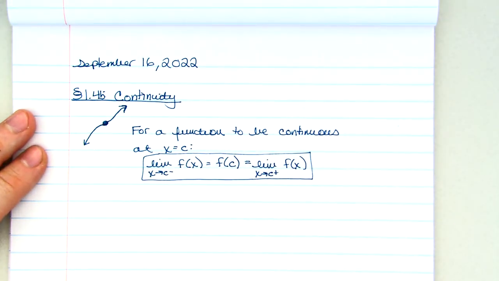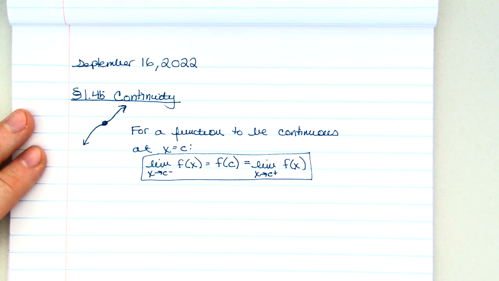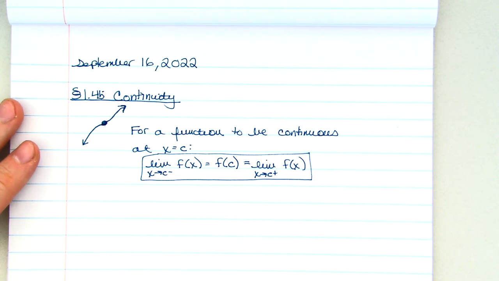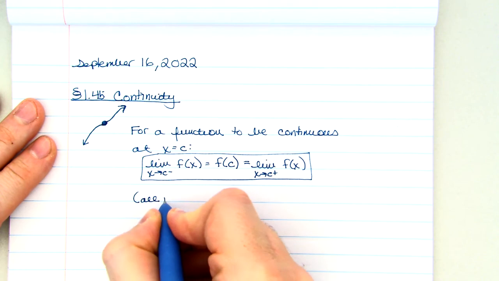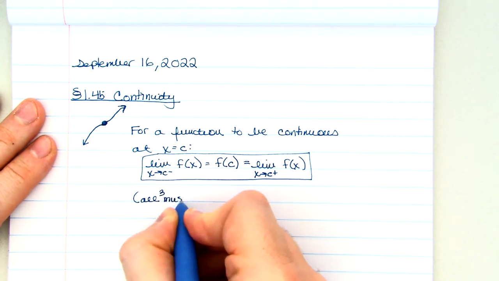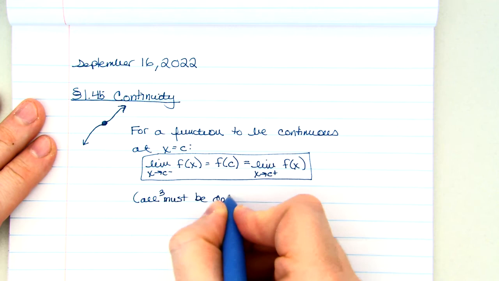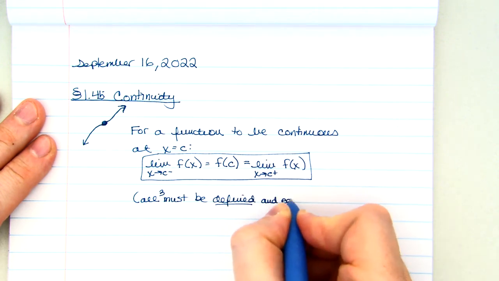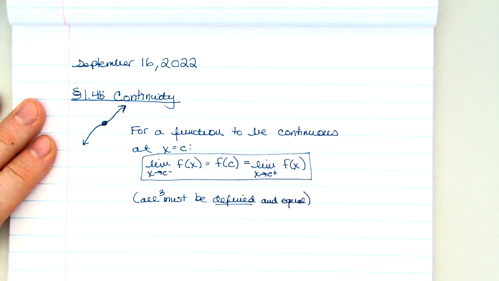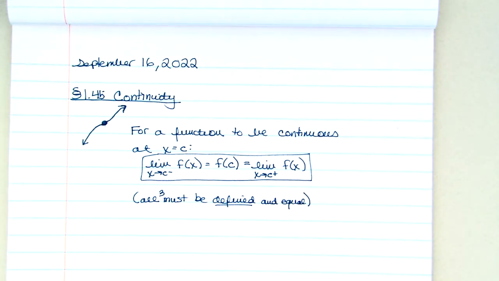And actually, I feel like I want to say just a little more. They all have to be equal, but also they have to all be defined. If any of these don't exist or are undefined, you can't say you're continuous there. All three must be defined and equal. And I feel like the definition should make sense. What you're approaching from the left equals from the right equals the value right there.